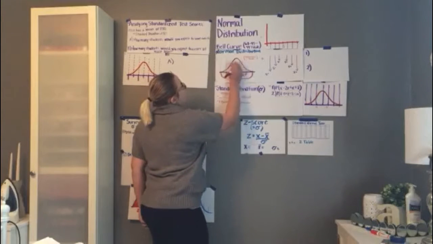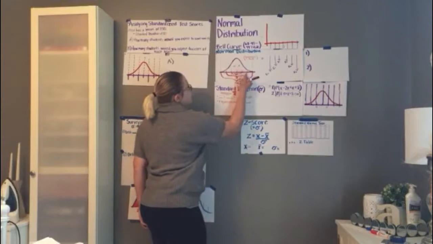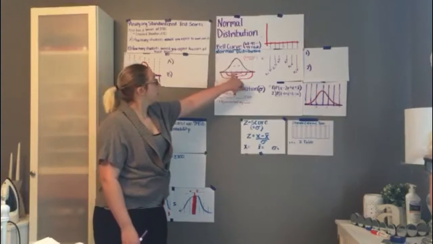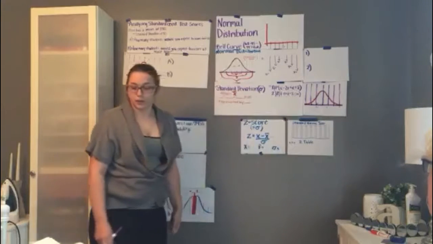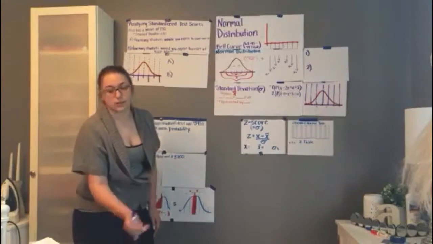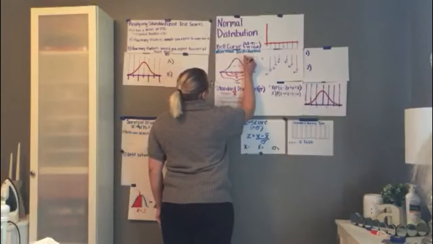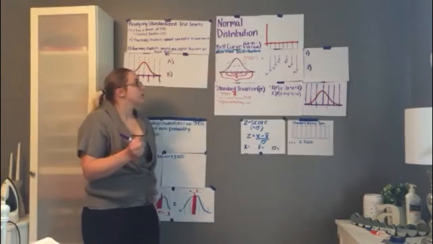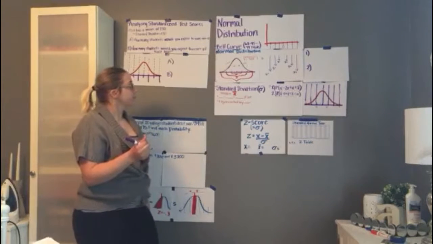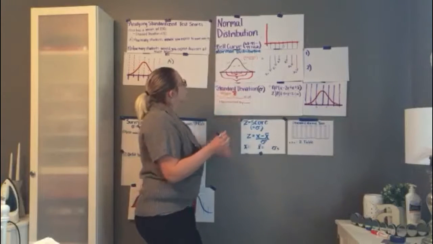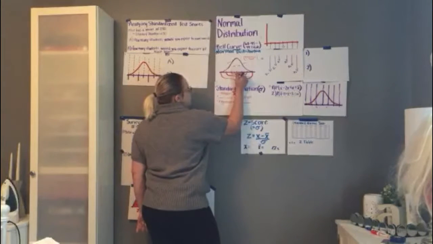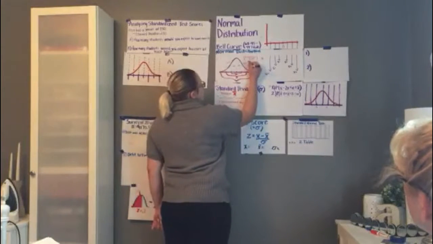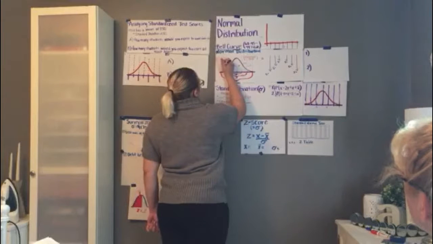And then on the outskirts, all of that is equal to 95%. So if you subtract 95 minus 68 and divide it by 2, you get that each of these is 13.5%. And that would be equal to 2 standard deviations away from the mean. And then the outer part would be the 99.7%. And that'll leave you with 2.5% on each side.